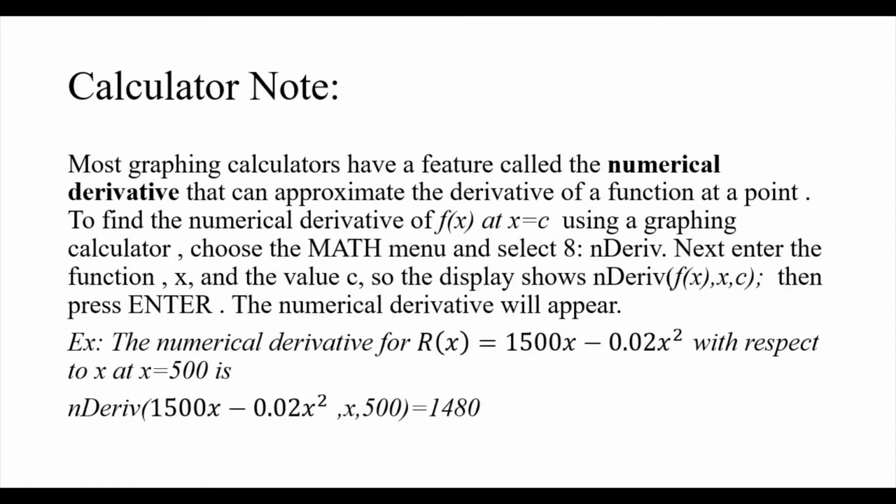Here is an example on how to do that. If you want to find the numerical derivative for r of x, which is 1500x minus 0.02x squared, with respect to x at x equals 500, you're going to use the following steps. You're going to go to the math menu and select 8 and then enter 1500x minus 0.02x squared, which is the function, and then comma, the variable you're using, which is x, comma, the value, which is 500, and that will give you 1,480, which is what we found in the previous examples. So try and play around with this feature and see if it's going to be helpful for you.